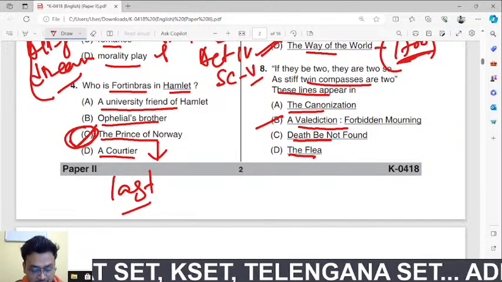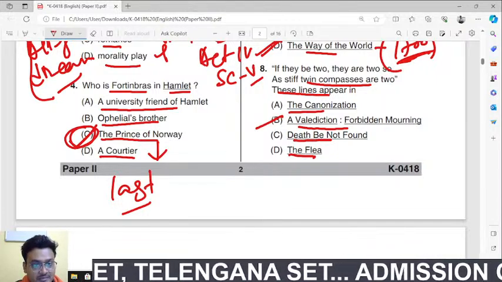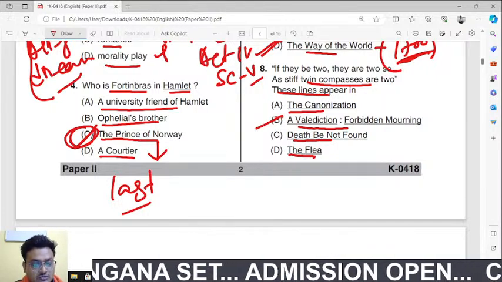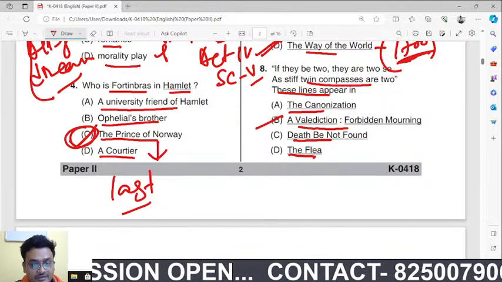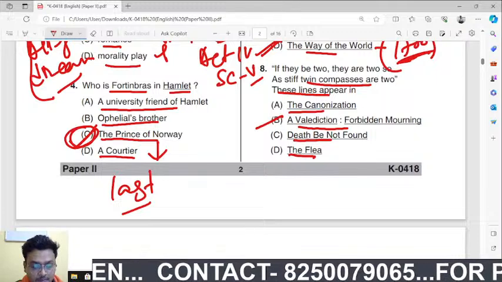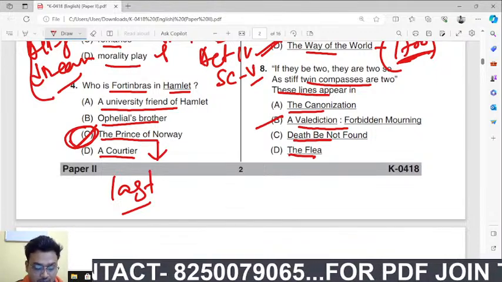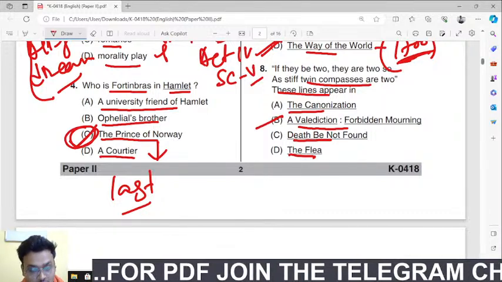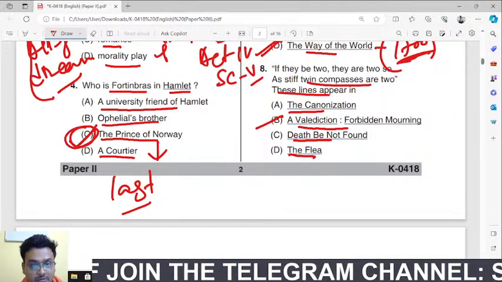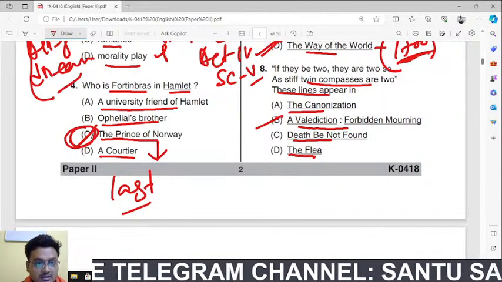Two dissimilar things are compared here. There is an implied comparison between two dissimilar things, like a couple of lovers who are compared with a pair of compasses that are joined together at the top. So A Valediction Forbidding Mourning is the right answer by Donne.